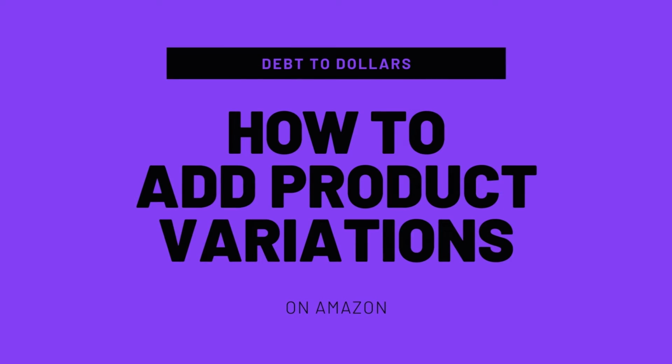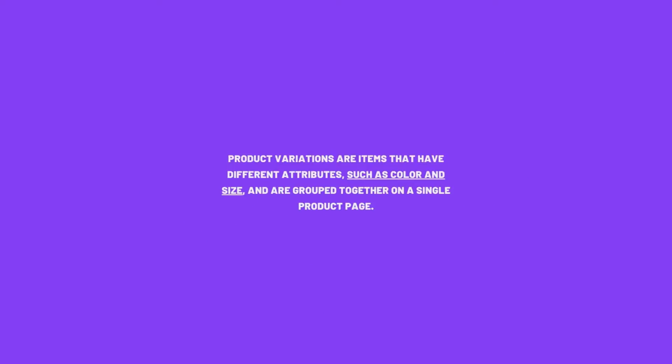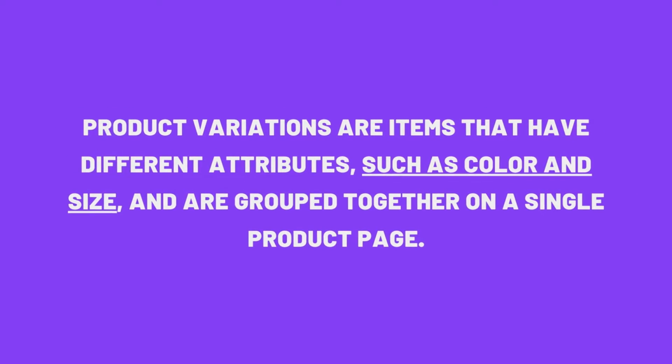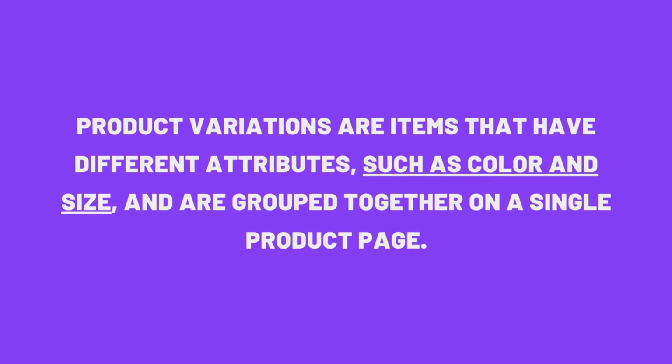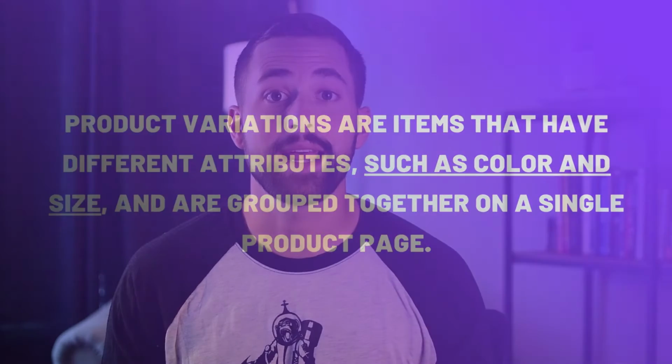So today I'm going to show you how to add product variations for your Amazon store. Product variations are items that have different attributes, such as color and size, and are grouped together on a single product page. An example of a product variation could be this mug.